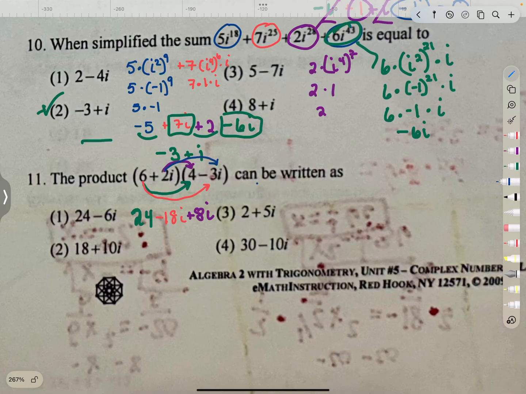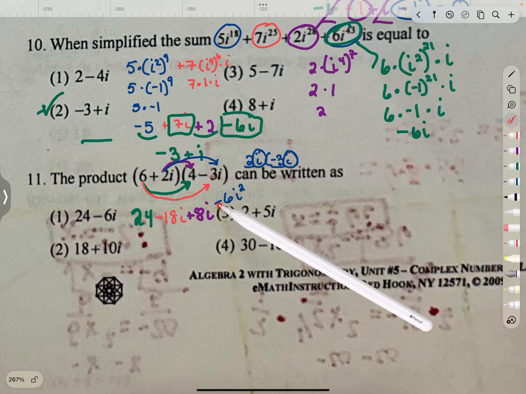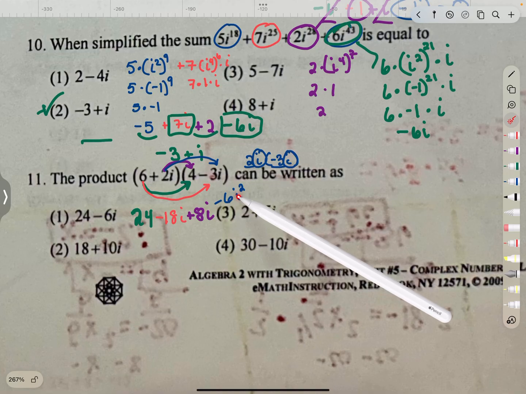This is one you got to be careful. I'm going to write it out so you can see it. 2i times a -3i. So the 2 times the -3 gives you a -6. And the i times i part, though, gives you an i squared. And remember, we've been using i squared. Where did we last use i squared at? Right there. i squared is equal to a -1. Right here, i squared is -1. So this is really -6 times -1.